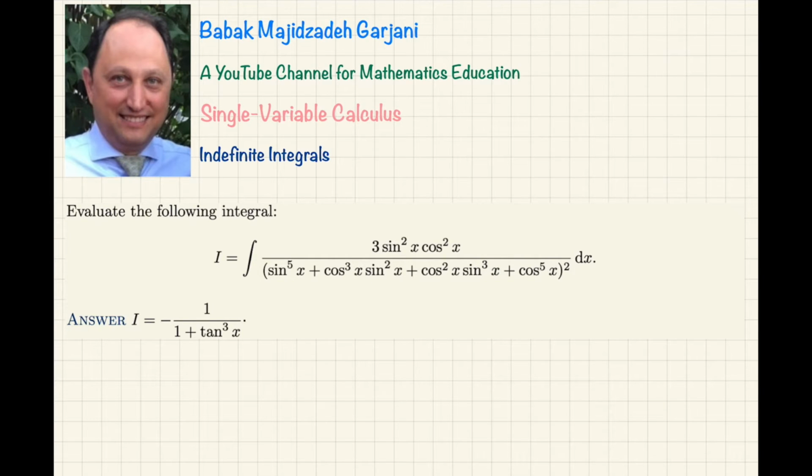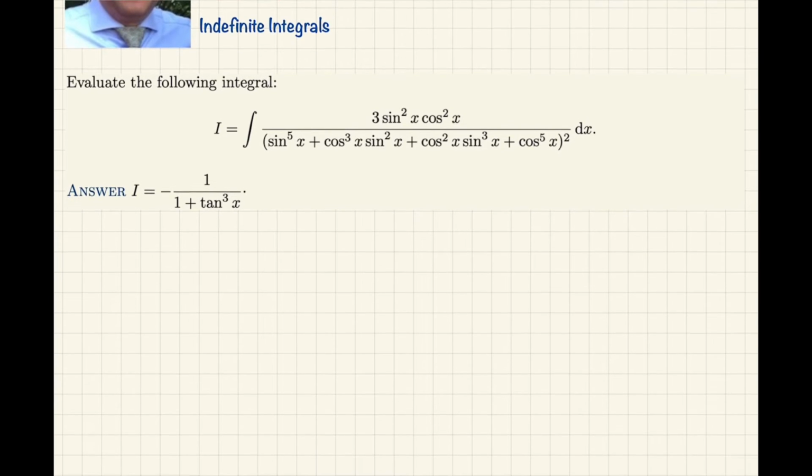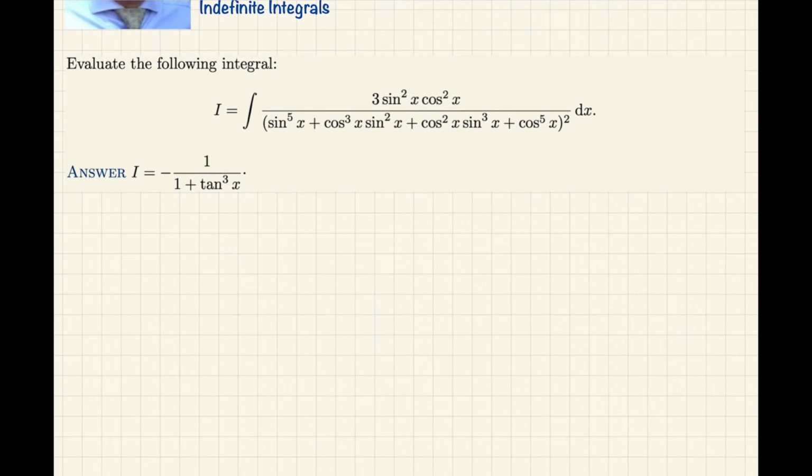Okay, now let us solve the problem. The first thing that I did when I wanted to solve the problem, I simplified the denominator a little bit. If you see, I can take these two and factor a sine squared out. I can take these two and factor a cosine squared out. So let us just simplify the denominator a little bit.